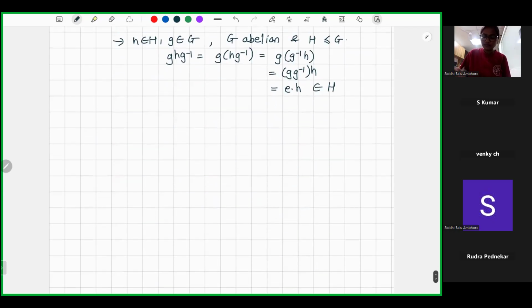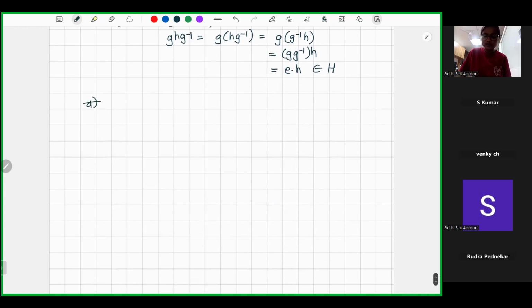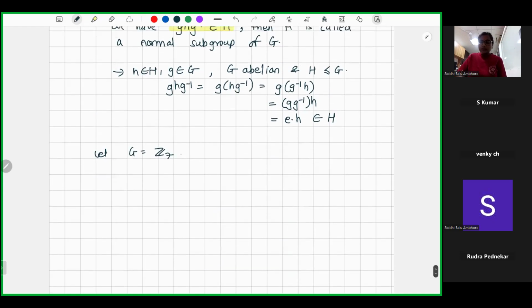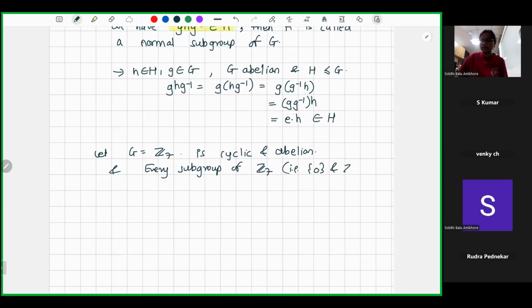So let me just write this. Question, sorry. Let G be equal to simply Z7. Okay. Z7 is cyclic and abelian, and every subgroup of Z7, that is, the only subgroups of Z7 are 0 and Z7 itself, are normal.